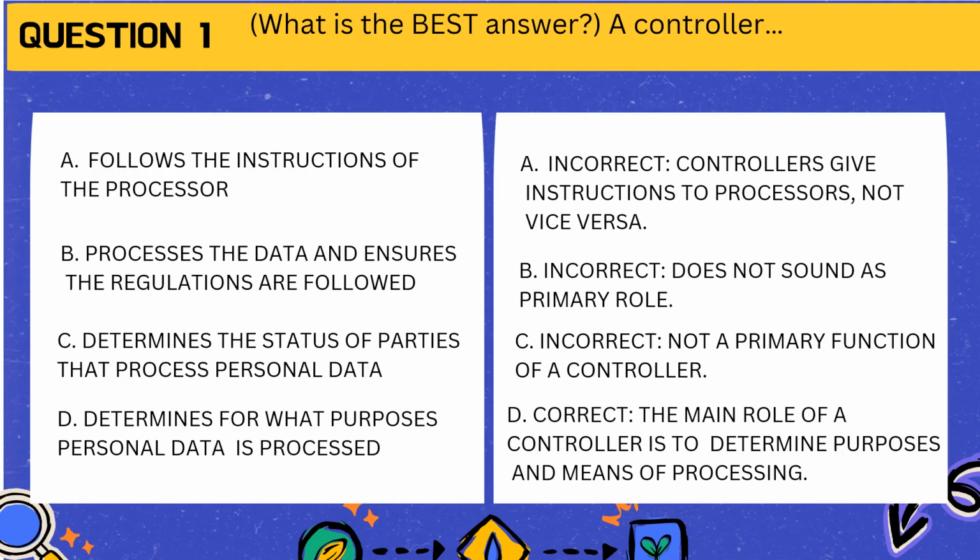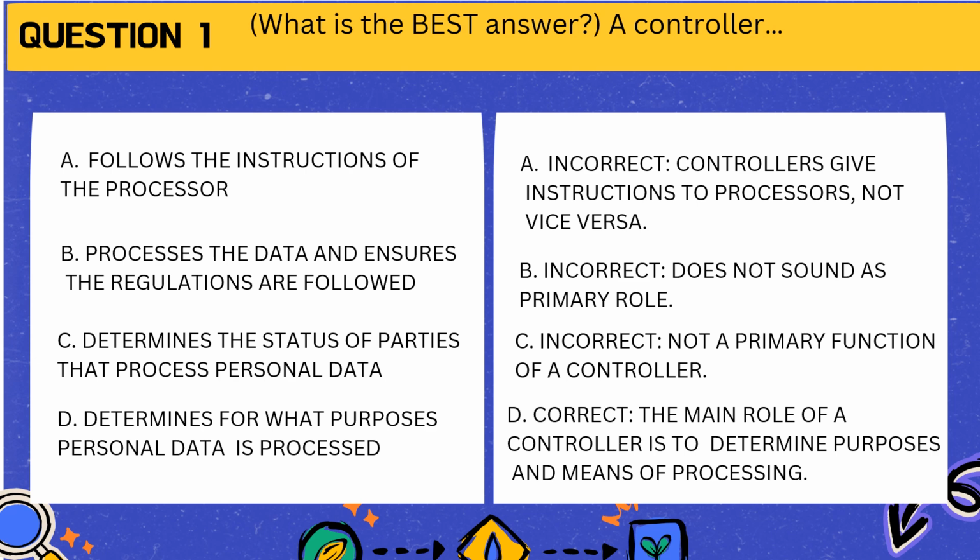Let's see if you have found the right answer. Option A, follows the instruction of the processor. This is incorrect because the controller is the one who is giving instruction to the processors. Option B, processes the data and ensures the regulations are followed. This is slightly correct. So basically we will see if this is the best possible answer or we have other options also available. Moving on to C, determines the status of parties that process personal data. Okay, this is not a primary function of the controller but one of the functions.